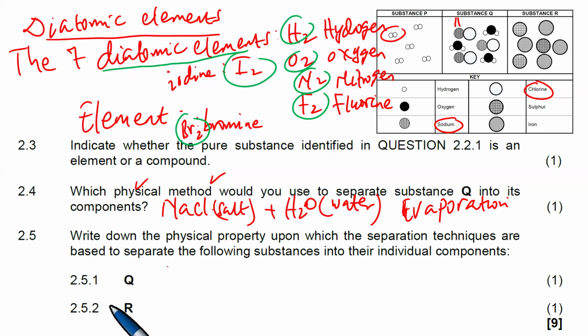Let's go to the next question. Which physical method would you use to separate substance Q into its components? To separate substance Q into its components, we use evaporation. That is how we can remove water from the sea.